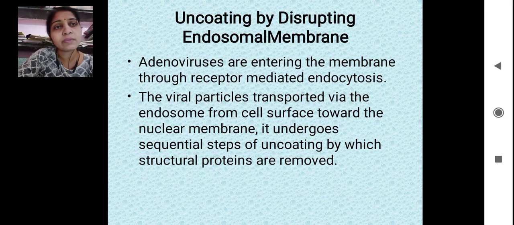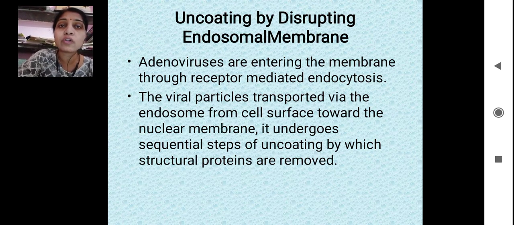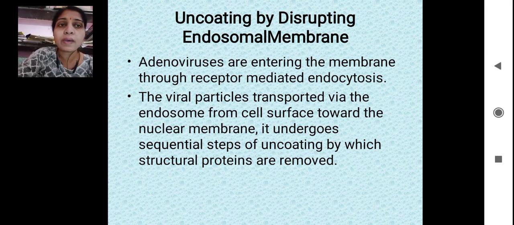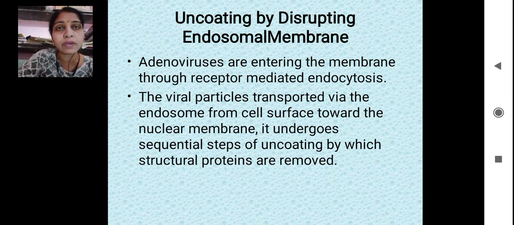Now another mechanism is uncoating carried out by disrupting the endosomal membrane. Among the different pathways that we are studying, there is membrane fusion, and here uncoating is carried out by disrupting the endosomal membrane. The adenoviruses enter the cell through receptor mediated endocytosis. These viral particles are transported via the endosome from the cell surface towards the nuclear membrane. We know that adenoviruses are DNA containing viruses, so they go towards the nuclear membrane because they replicate within the nucleus of the host cell.